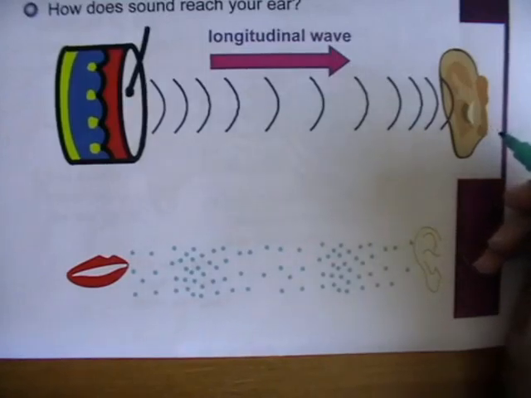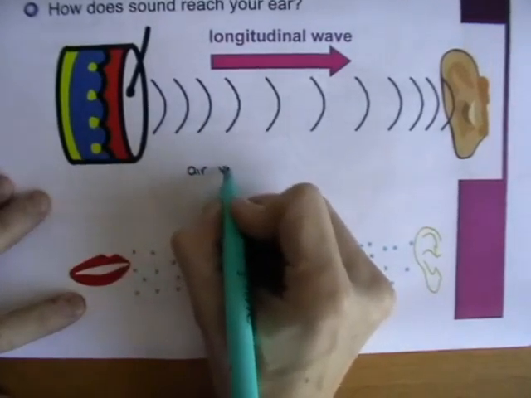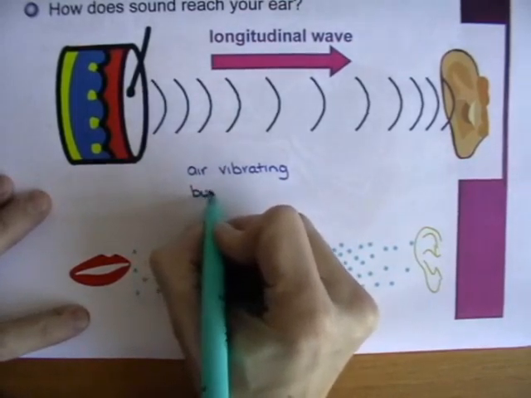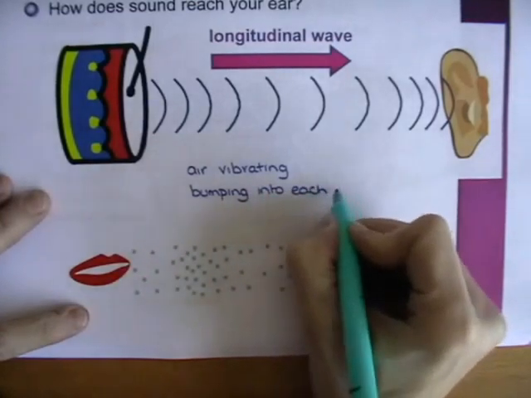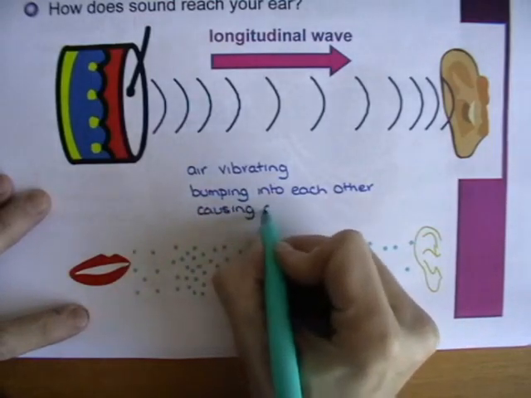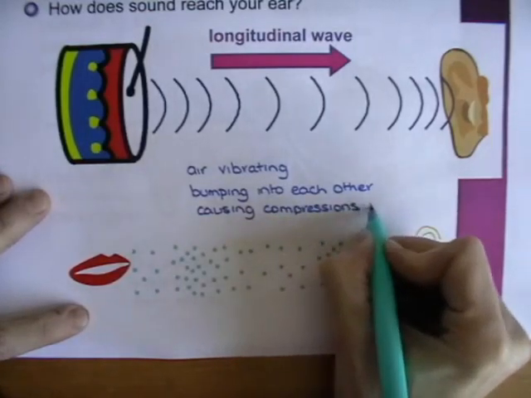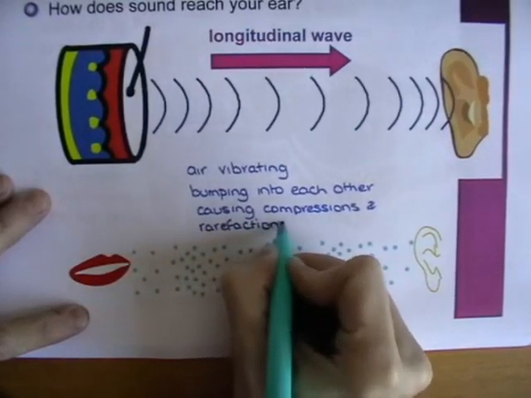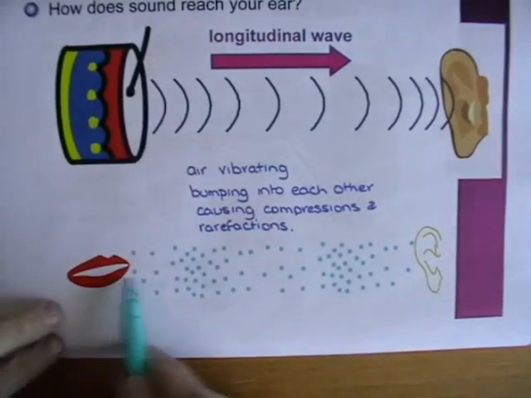Now, this is quite a common question. How does sound travel to your ear? So you need to say something about the air vibrating. You could say something about the air molecules bumping into each other. And I would definitely say something about causing compressions and rarefactions. So definitely have air vibrating, or air molecules vibrating, bumping into each other, causing compressions and rarefactions, and they travel out from the source of sound to your ear.